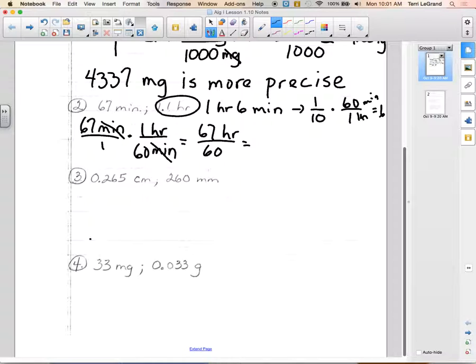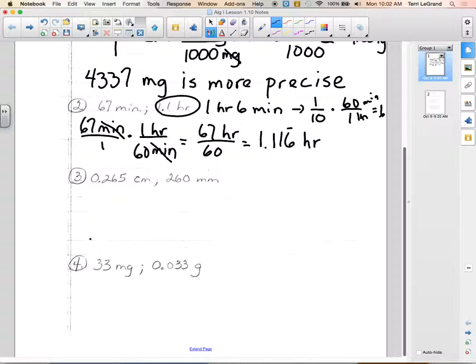We get all kinds of ways, but we still haven't really come to a conclusion as to which one is going to be more precisely measured. One's the smaller unit. Well, we need a smaller unit. That's what precision says. So 67 minutes over 60 comes out to 1.166 repeating. It's just the 6 that repeats. So it's 1.1166 repeating hours. That's taken out further, isn't it? So it does turn out the 67 minutes is more precise, okay?